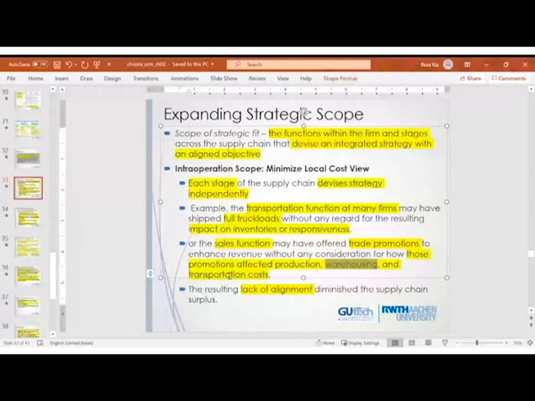So you can understand that minimizing local cost is not a good strategy. Because of that, we need to expand our strategic scope. If each function in a supply chain is going to make a decision regardless of the impact on the other stages, for sure we are not going to have a good level of surplus or profit for the whole supply chain. Maybe one stage will get some benefit, but for the whole supply chain, this is not going to be beneficial.